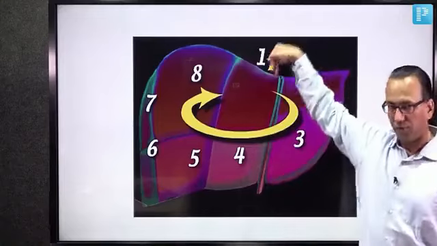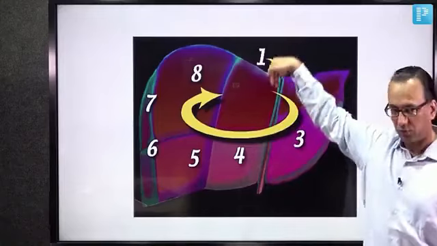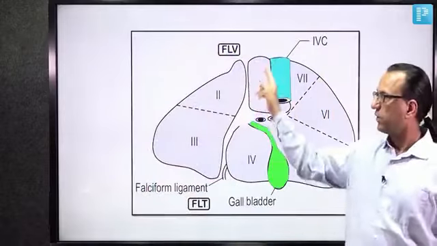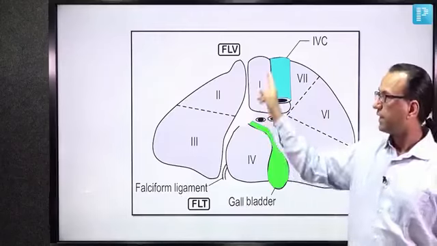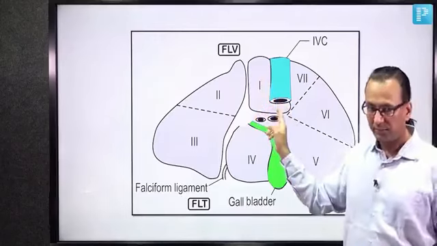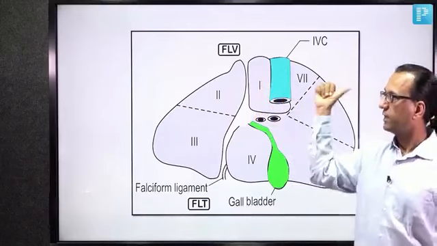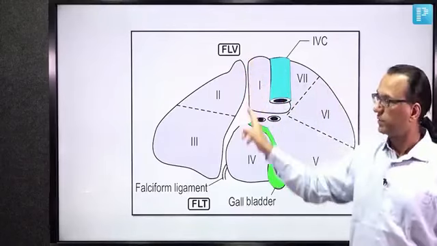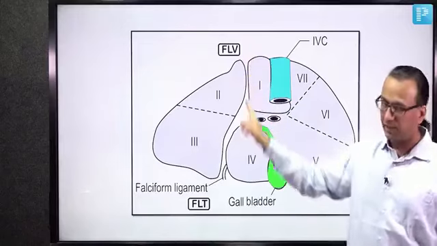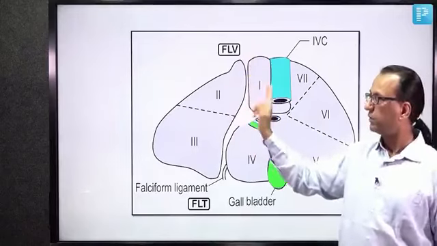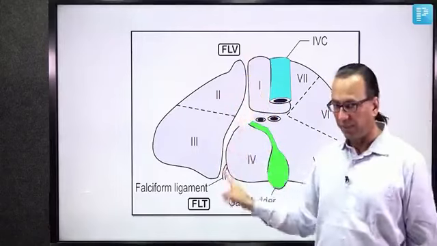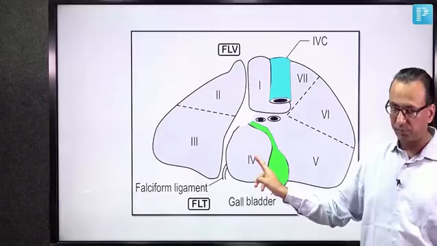To see the caudate lobe, you have to look from the posterior view of the liver. Let's do that now. This is the caudate lobe of liver, segment 1, posterior view of the liver, and it is sandwiched between the inferior vena cava to the right side and the fissure for ligamentum venosum to the left side. This fissure for ligamentum venosum, seen in the posterior view of the liver, is separating segment 1 from segment 2. And then there is the fissure for ligamentum teres, separating segment 3 and segment 4.